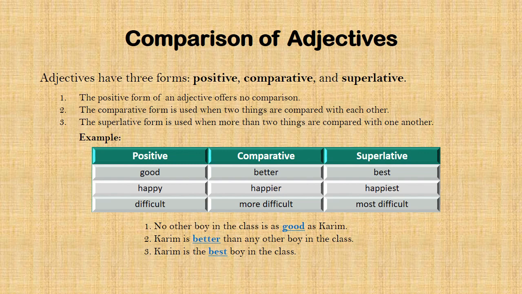Now the second example. Karim is better than any other boy in the class. An example of comparative degree. In this sentence, the comparative form better has been used to make the comparison. And the third one. Karim is the best boy in the class. An example of superlative degree. The superlative form best has been used here to make the comparison.